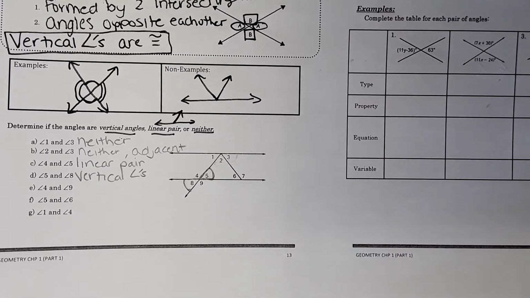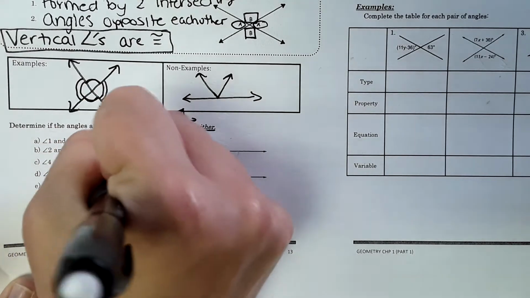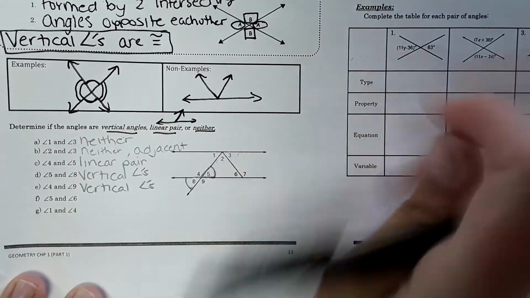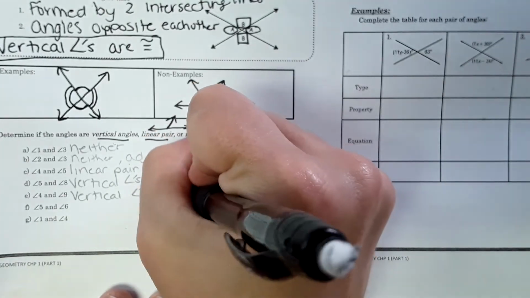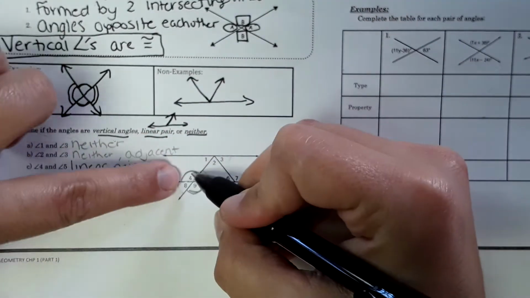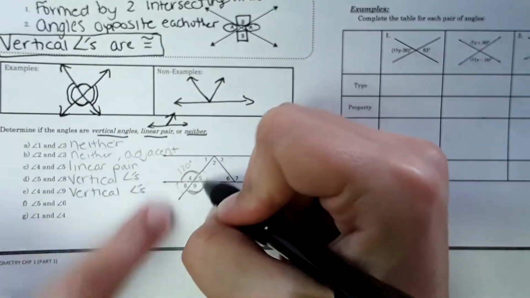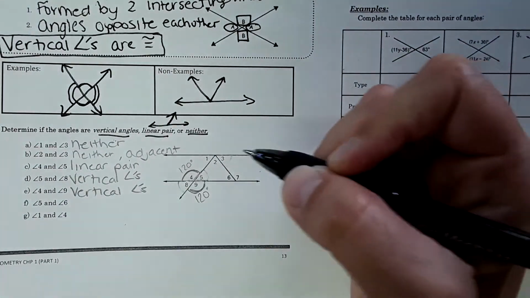Okay. Angle 4 and 9. What did you get? Anybody? I know some of y'all got it. Okay, 4 and 9. Are they vertical or a linear pair? Vertical. Vertical angles. So if you look on here, 4 and 9 are opposite each other, so they are vertical angles, and they would have the same measure. So if you're given that this was 120 degrees, you would automatically know that this is 120 degrees.